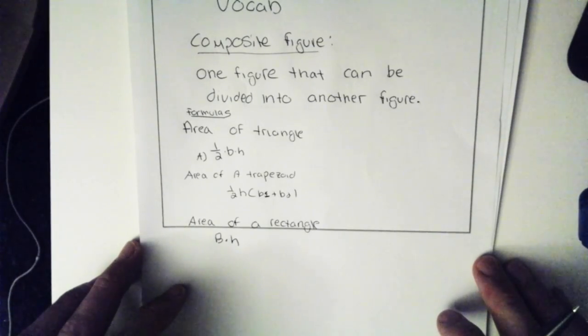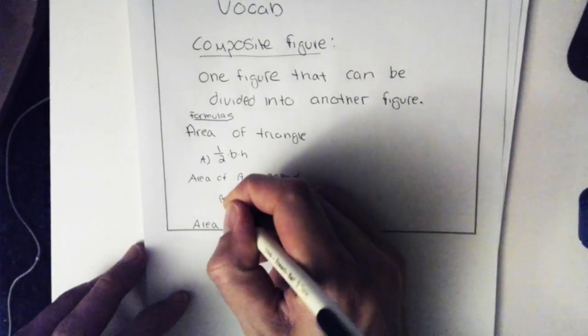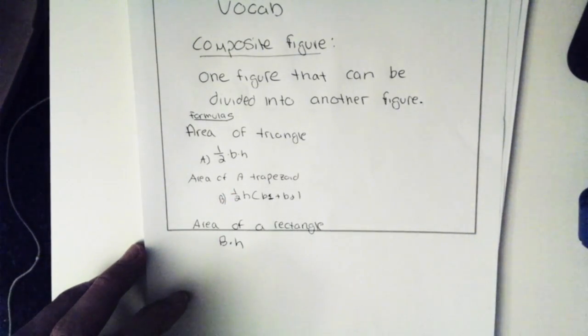Area of a triangle, half base times height. Area of a trapezoid, half height, base 1 plus base 2. And area of a rectangle, base times height.